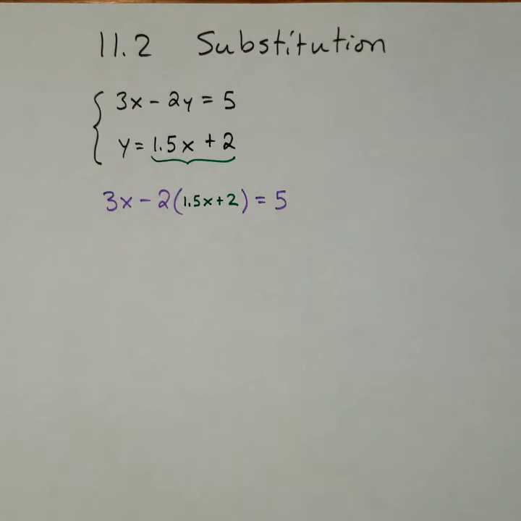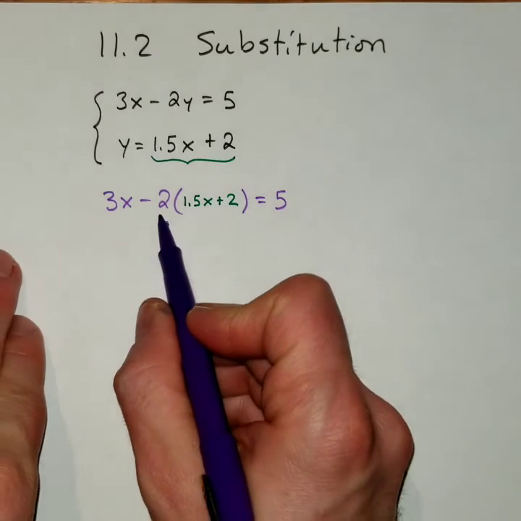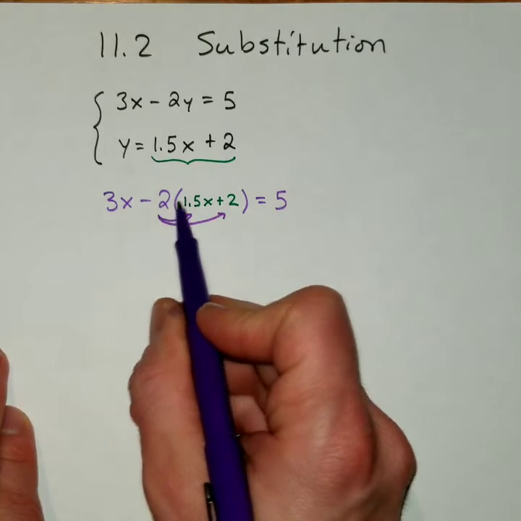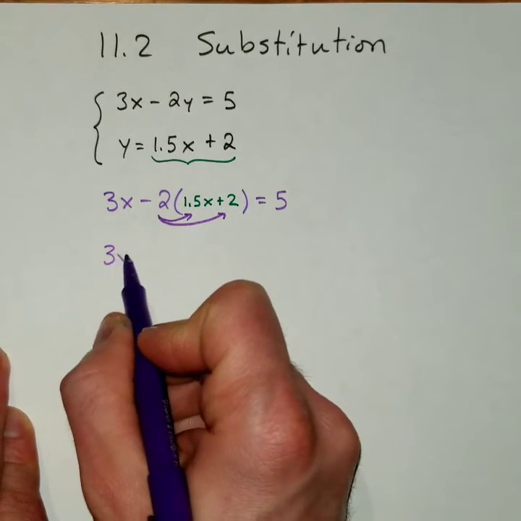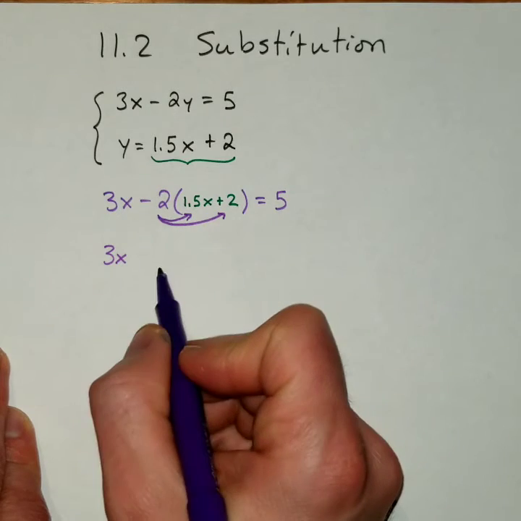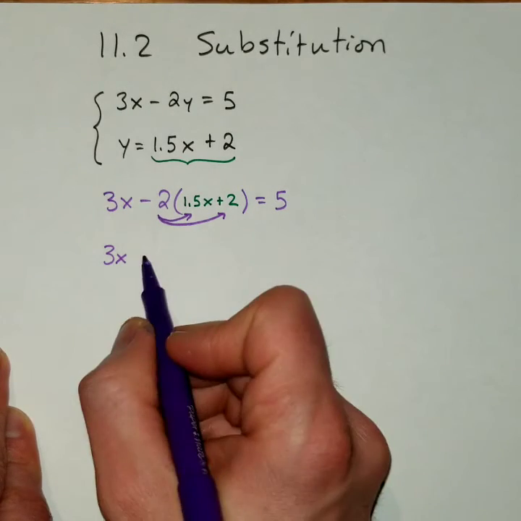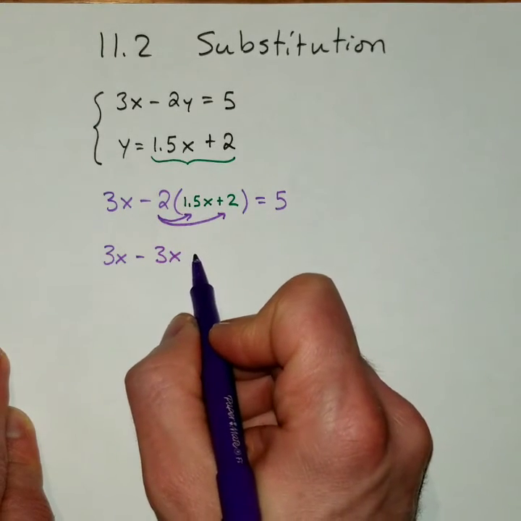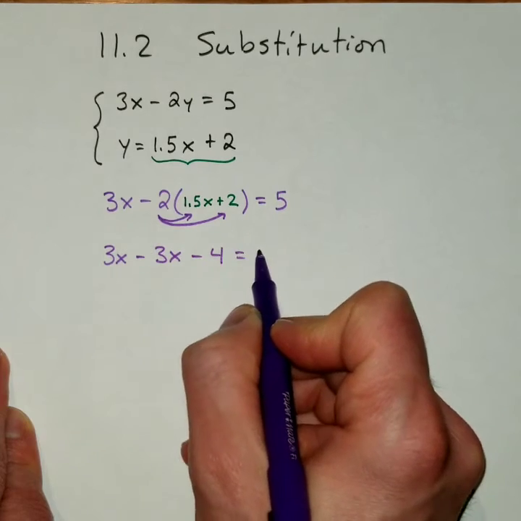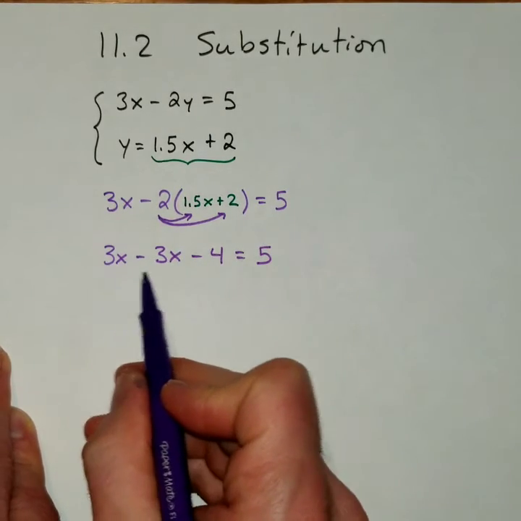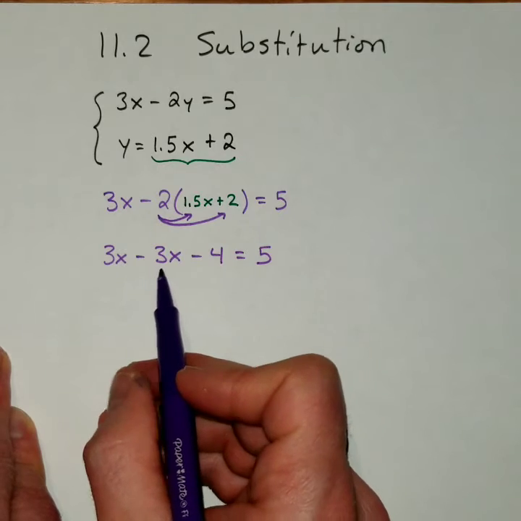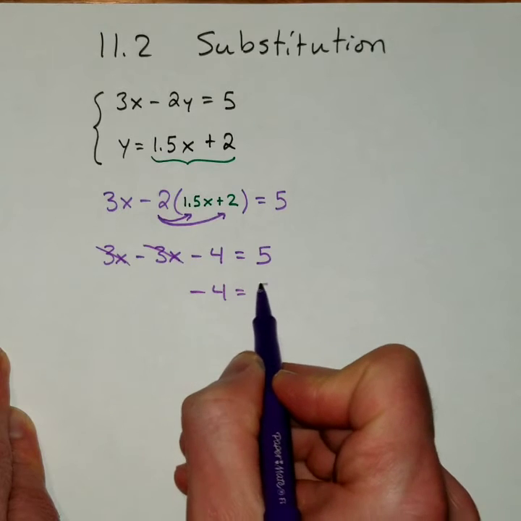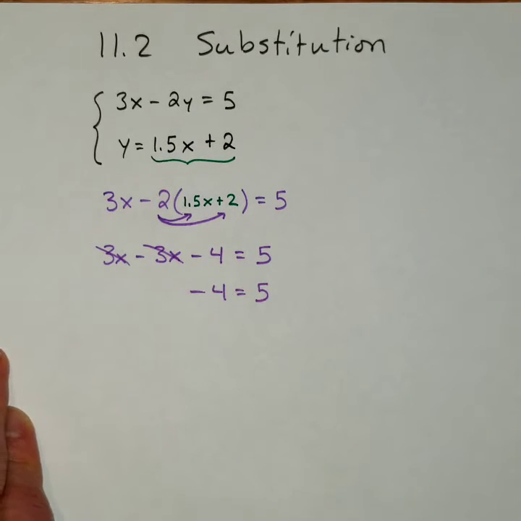Okay. Now we're going to do a distributive property to solve this. Again, you're going to distribute the negative 2, the whole negative 2, into that parentheses. So it's 3x, negative 2 times 1.5, 1.5 times 2 is 3, so it's minus 3x. And then minus 4 is equal to 5. When I combine my like terms here, 3x minus 3x is 0x, so those actually cancel off nicely, and I'm left with the equation negative 4 equals 5.